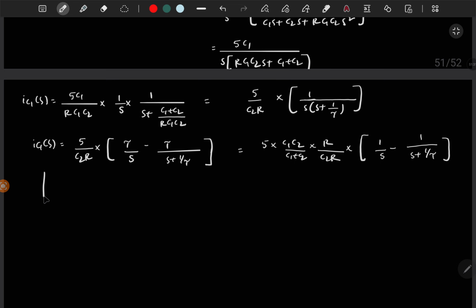Now if you convert into inverse Laplace transform, then IC1 of t is equal to phi C1 by C1 plus C2 times 1 minus e power minus t by tau. For 1 by s plus a, the inverse Laplace is e power minus at. This you have to remember.